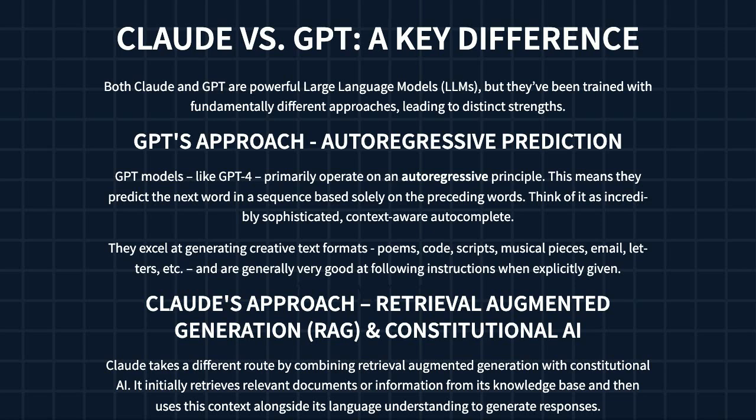Claude, on the other hand, uses something called retrieval-augmented generation, meaning it first pulls in relevant information from a knowledge base to help shape its response. Plus, it's guided by a constitution, a set of principles designed to make it more helpful, truthful, and safe. That's why Claude tends to be less prone to making things up. It has better grounding in factual information, especially when tackling complicated questions.